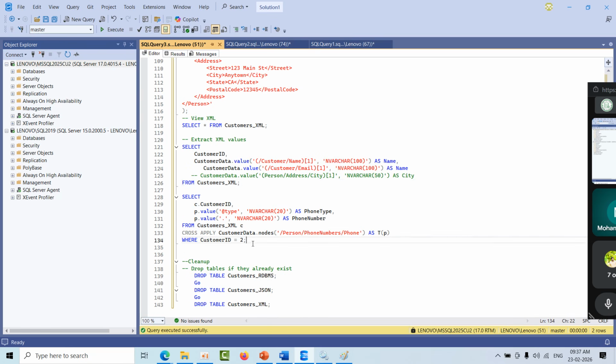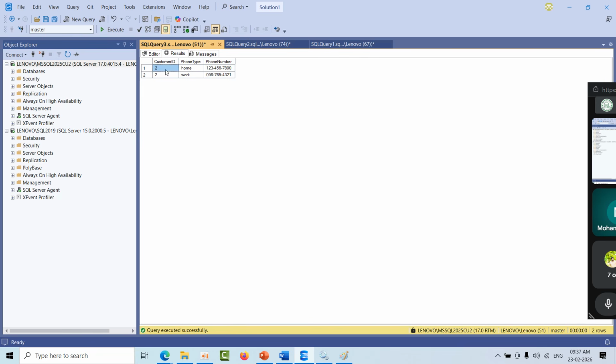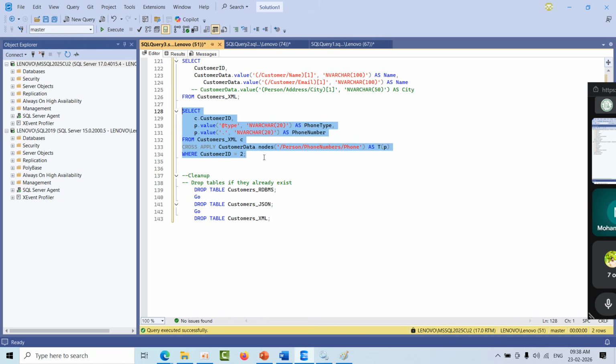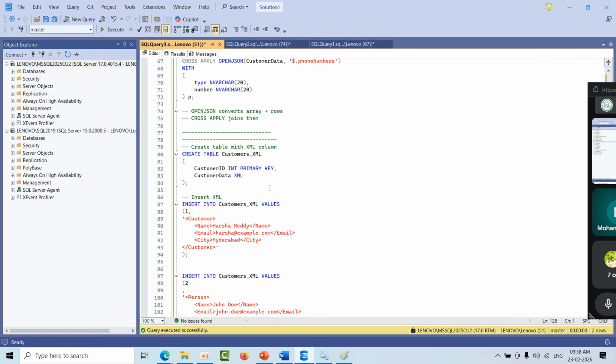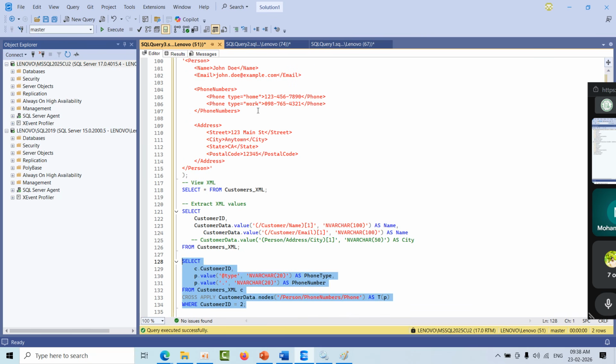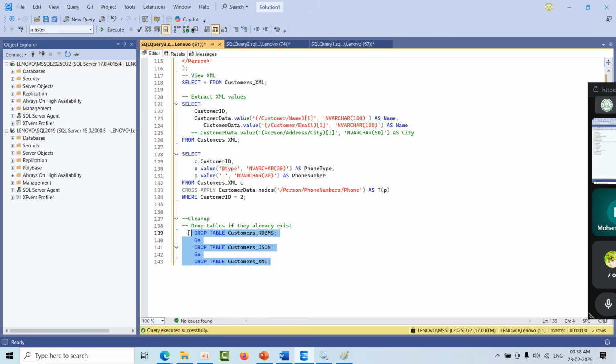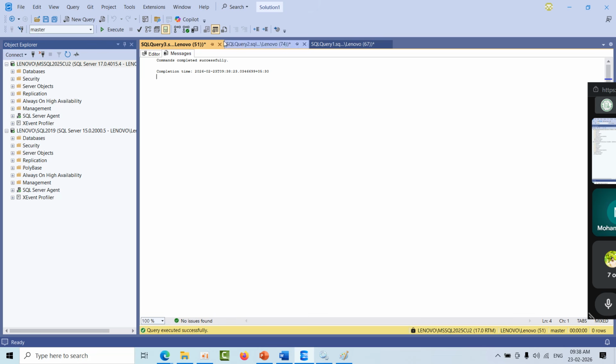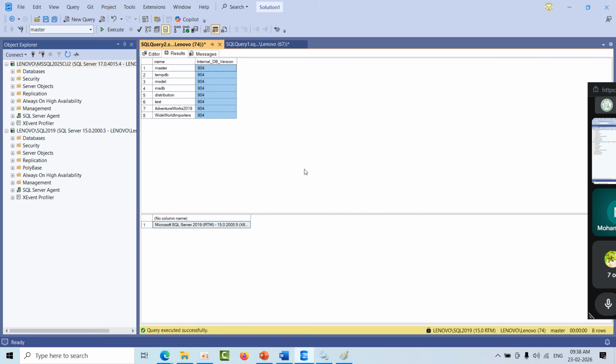Now we also have CROSS APPLY, so that we can fetch the two types as well, home and work for customer ID two. This is how we can use cross apply. This is just to provide an overview of how XML stores the data and how it looks. Any doubts up to here? I'm going to clean up the tables. This is a small demo to make you understand the differences between structured data, JSON, and XML data.